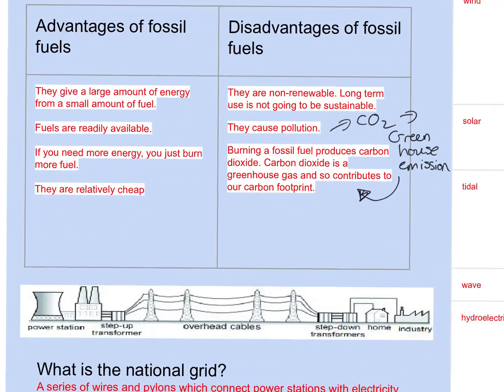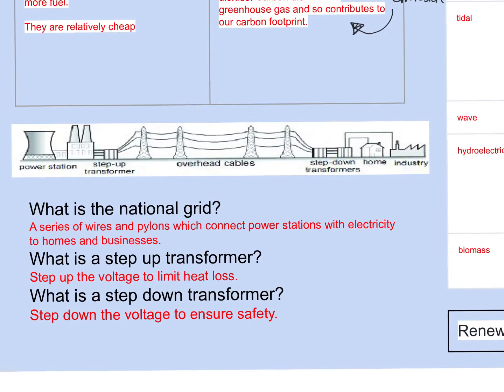Okay, going down to the bottom then, looking at the national grid. What is the national grid? It's a series of wires and pylons which connect power stations to electricity in homes. What's the step-up transformer? Step-up transformer steps up the voltage to limit heat loss, so it travels a lot faster along these wires. Step-down then steps down the voltage so that we can use it safely.